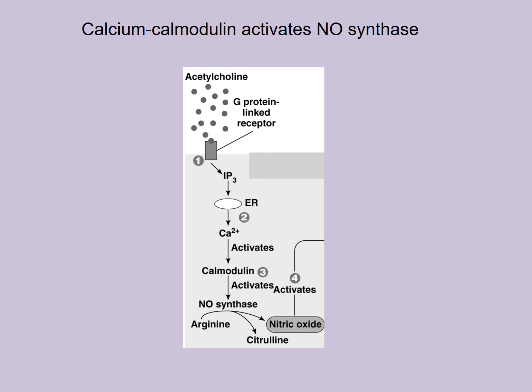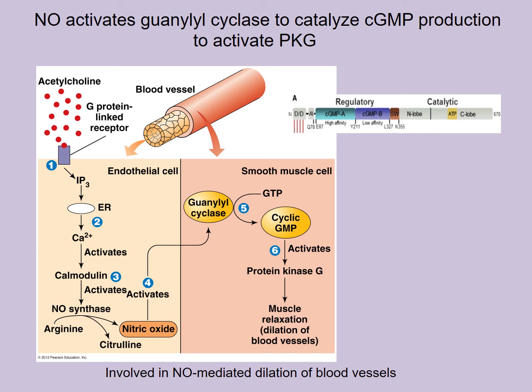Now, calcium calmodulin will not only activate calcium calmodulin kinase, or PKC directly. Calcium calmodulin also will activate NO synthase, nitric oxide synthase. So again, we have signaling through G protein-linked receptors, IP3 binding to endoplasmic reticulum, increasing the calcium and calmodulin, which then activate nitric oxide synthase, which will produce nitric oxide. So why is this important? It's actually very important in two different systems. One is dilation of blood vessels. We have this nitric oxide, which is now a gas and can very easily go into the next cells. It can go through the membranes into the next cell.